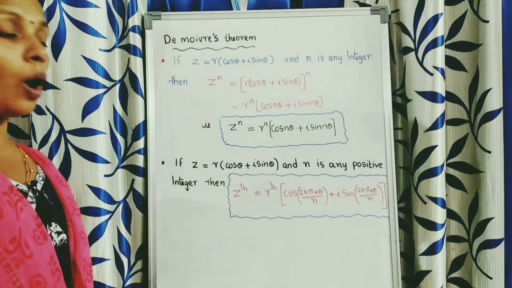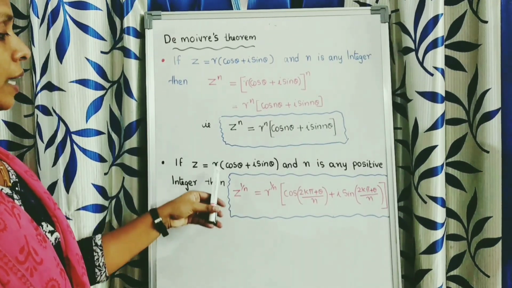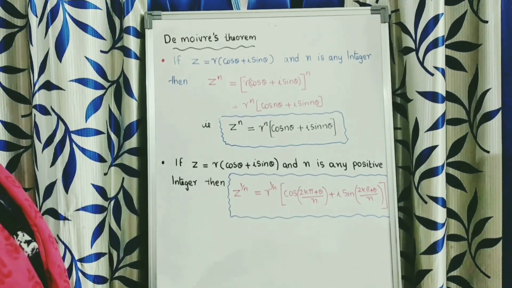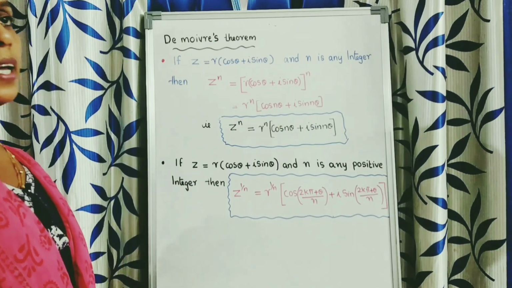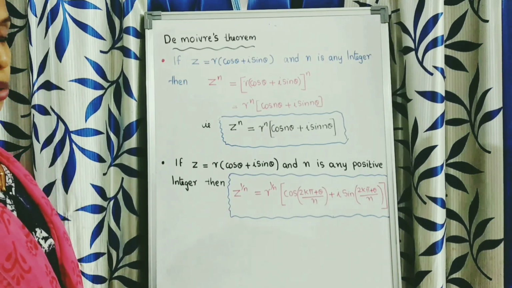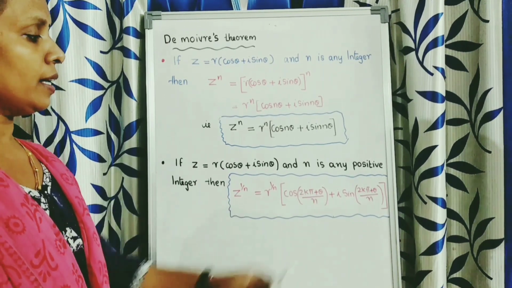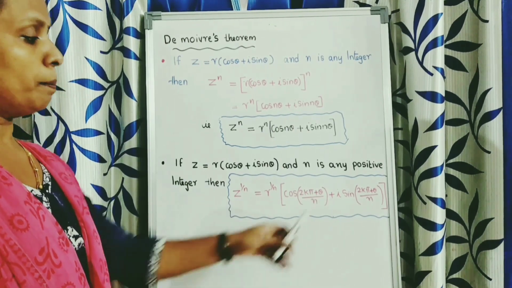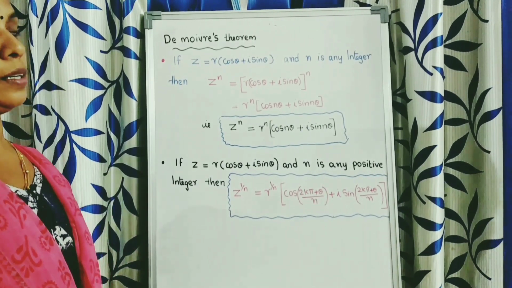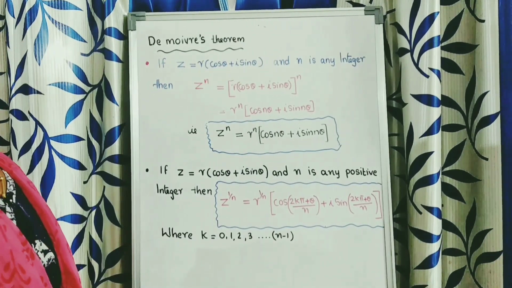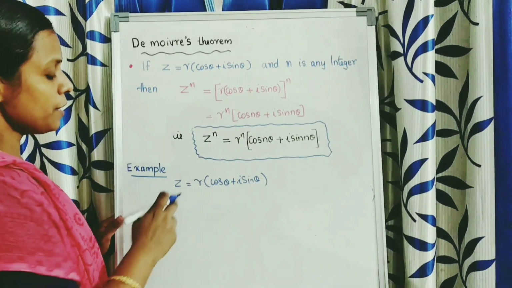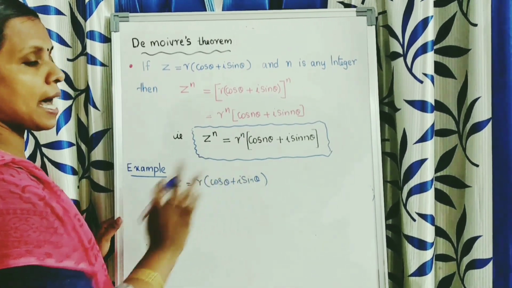Clear? Also, if z is equal to r into cos theta plus i sin theta and n is any positive integer, then z raised to 1 by n can be written as r raised to 1 by n into cos of (2k pi plus theta) by n plus i into sin of (2k pi plus theta) by n, where k is equal to 0, 1, 2, etc., n minus 1. Clear?